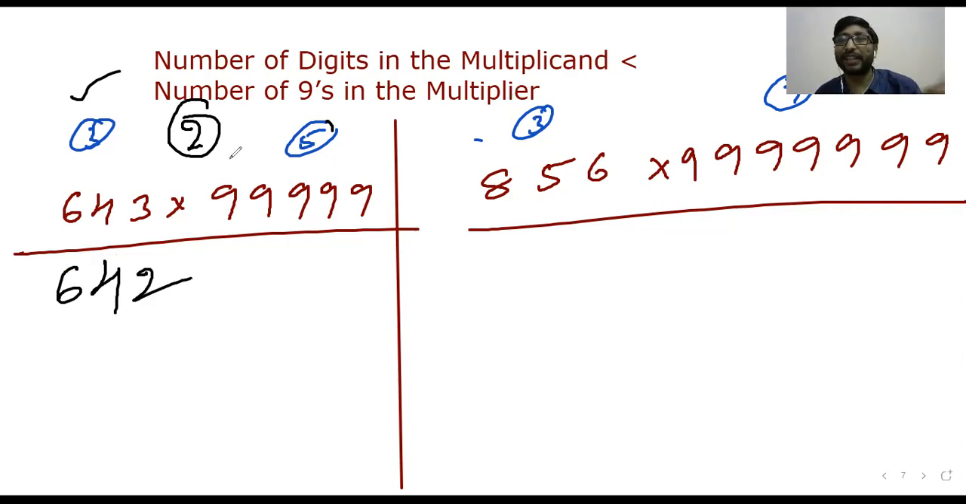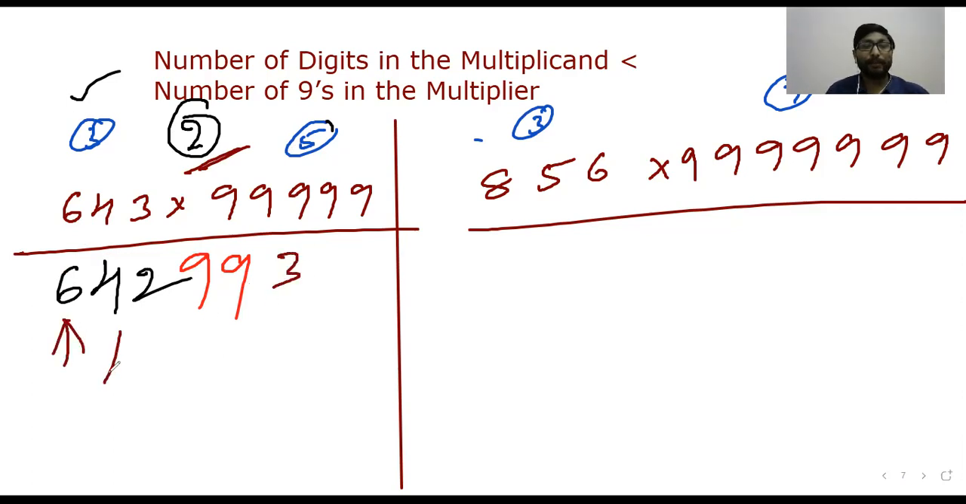What is the difference between the digits? 2 digits. Write down blindly 9. 2 nines. Write down the 2 nines. Subtract every number from 9. 9 minus 6, 3. 9 minus 4, 5. 9 minus 2, 7 is the answer.